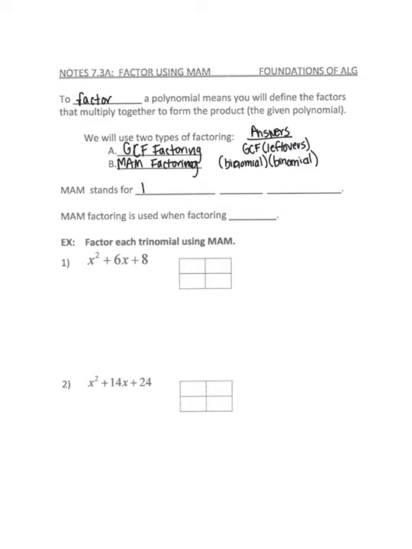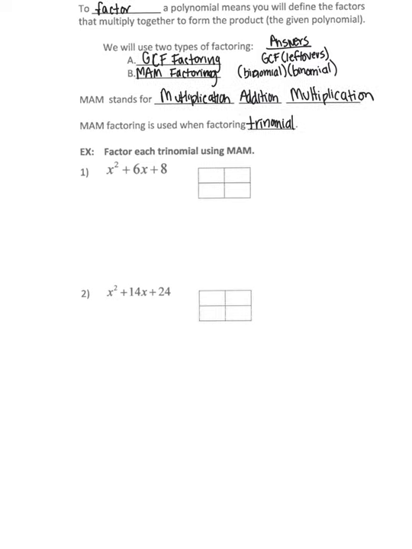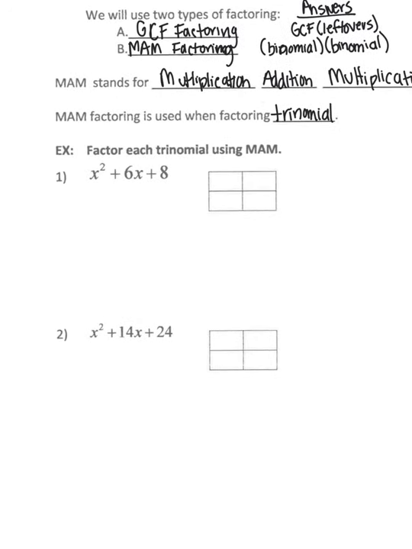MAM, it stands for multiplication, addition, and multiplication. And we're going to use MAM when we factor trinomials. So we're starting with a trinomial, means it has three terms, and our answer is going to be two binomials being multiplied together. So let's look at our first example here. Factor each trinomial using MAM.